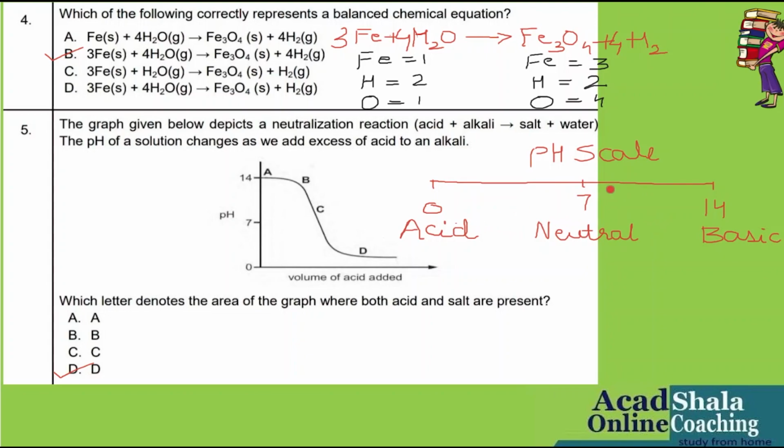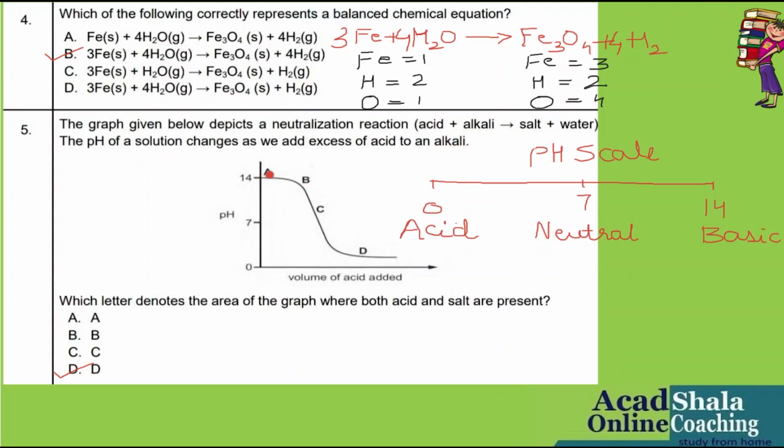Okay. I have written in my rough about this pH scale and the pH values also. According to this question, I have also come to know neutralization reaction. That also I know. Acid plus alkali gives you salt plus water. This is also information in the question. Now, seeing the graph, they are saying what is the demand in the question. First information is given and then they are saying the pH of the solution changes as we add excess of acid to an alkali.